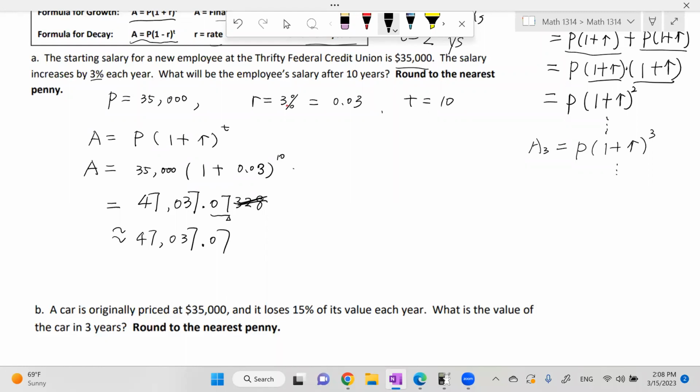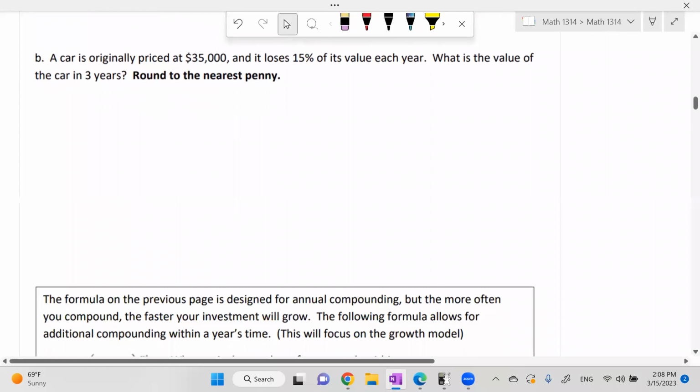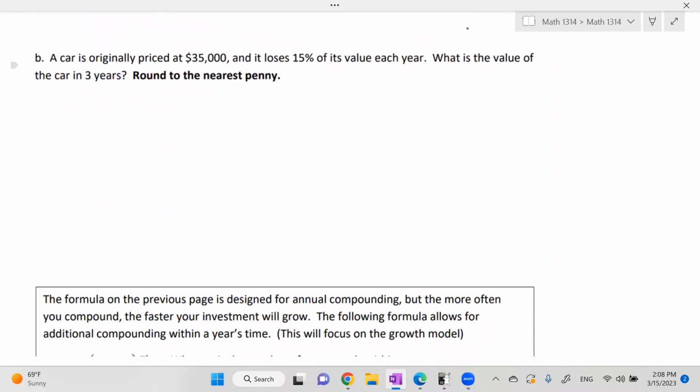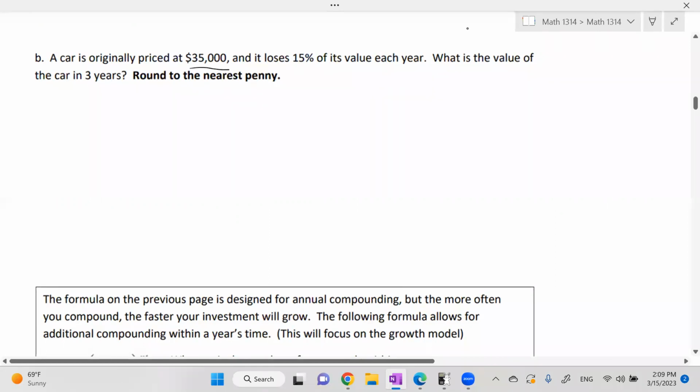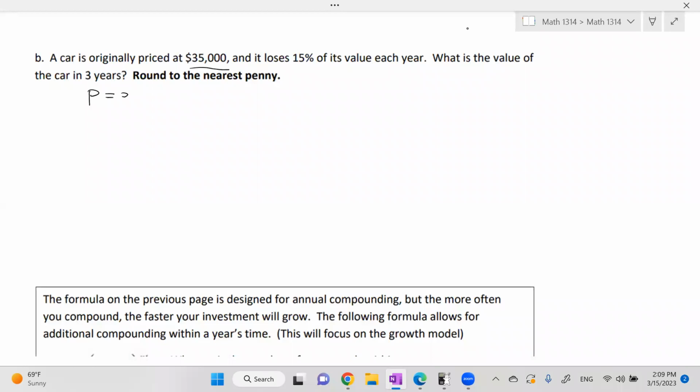All right, we finished this one. Let's see number B. A car originally priced 35,000 loses 15% of its value each year. What is the value of the car in 3 years? Round to the nearest penny. So let's identify the information. This is the initial amount or initial principal. That's the P, 35,000. What is the 15%?